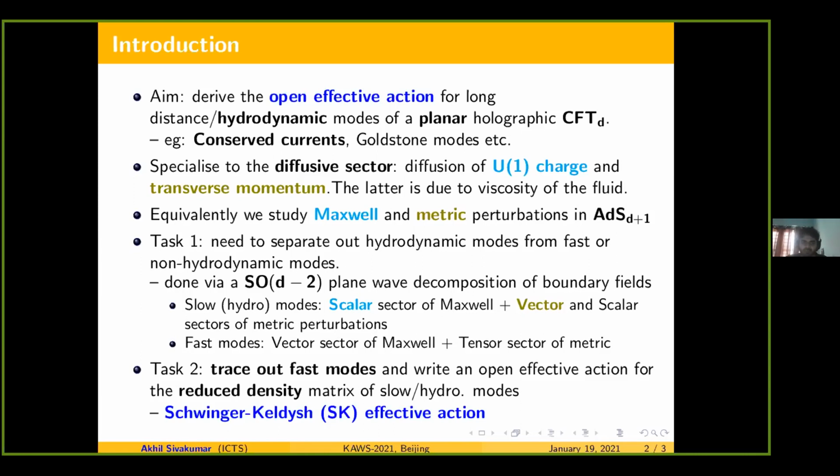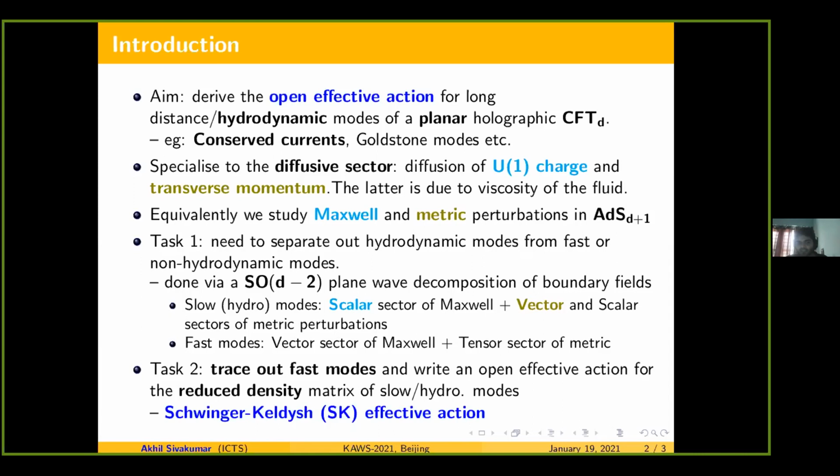That is, we will be studying gauge fields in the bulk, where the diffusion of U(1) charge is dual to Maxwell field perturbations, and energy momentum modes of the CFT are dual to metric perturbations in the AdS. So we have two tasks at hand. The first task is we need to separate out hydrodynamic modes from fast or non-hydrodynamic modes. We can do that via an SO(d-2) plane wave decomposition of the boundary fields, where the slow hydrodynamic modes are given by the scalar sector of Maxwell perturbations and the vector and scalar sectors of metric perturbations. And the fast modes are given by the vector sector of Maxwell perturbations and the tensor sector of metric perturbations.